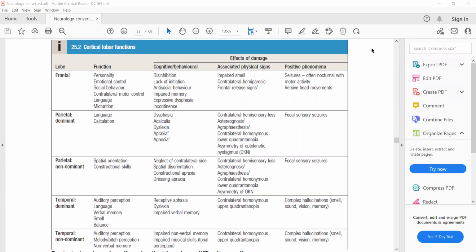So if there is a lesion of the dominant parietal lobe, what will happen? What behavioral problems can occur in a lesion of the parietal lobe? The behavioral problems in a lesion of the parietal lobe are dysphagia, acalculia, dyslexia, apraxia, and agnosia. Inability to read, inability to calculate, inability to perform complex movements, and inability to recognize people, objects, or things.